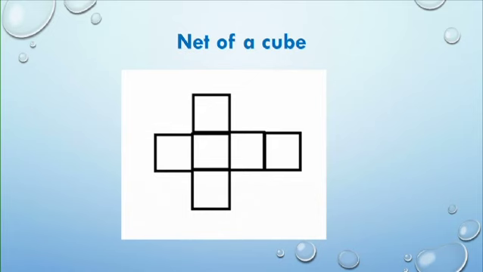Now, these are the edges. Let us see how many edges we have. 1, 2, 3, 4, 5, 6, 7, 8, 9, 10, 11 and 12 edges. So we make a recap. We have 6 faces. Each face is in the form of a square. We have 8 vertices and we have 12 edges.